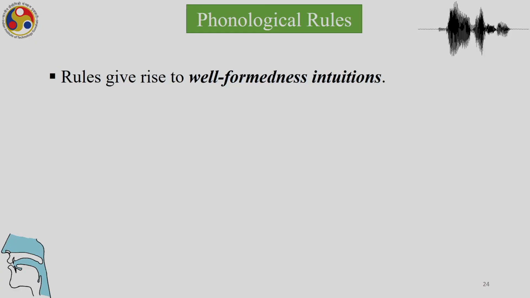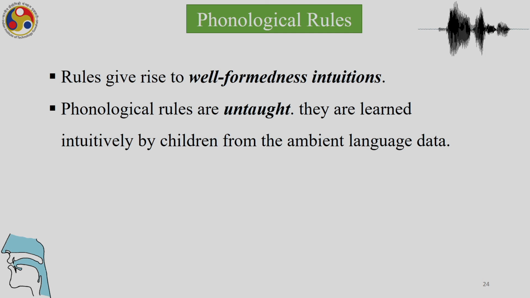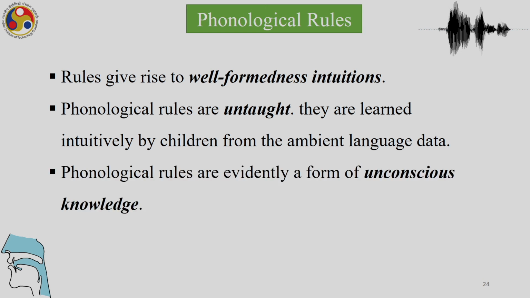And rules give rise to well-formedness intuitions. And phonological rules are also untaught. They are always learned when children are learning languages. And the ambient language data will always inform the language learner to form their rules. And phonological rules are evidently a form of unconscious knowledge because they are untaught and they are learned by language learners, children, using whatever tools are available to us as language learners.